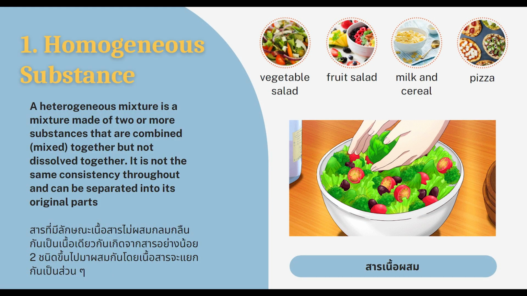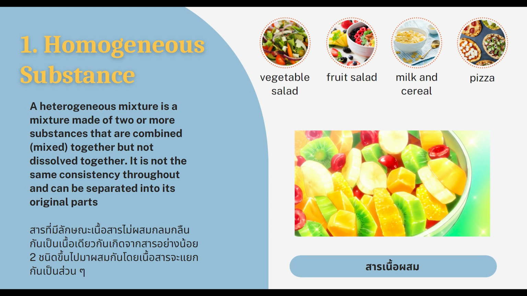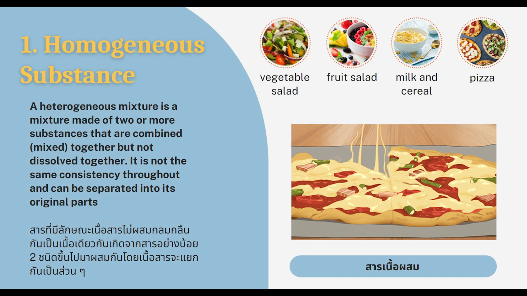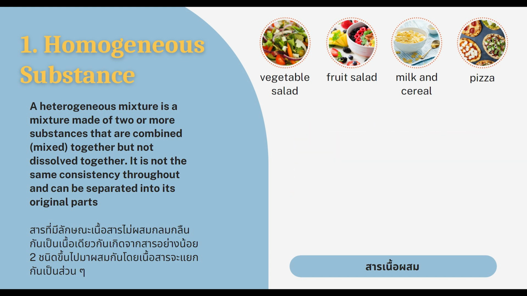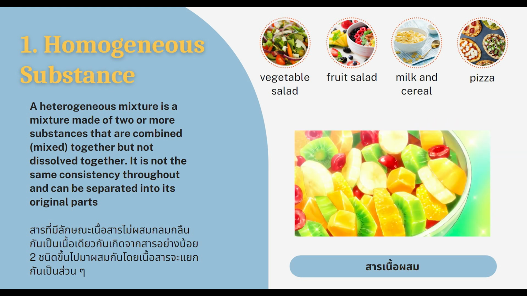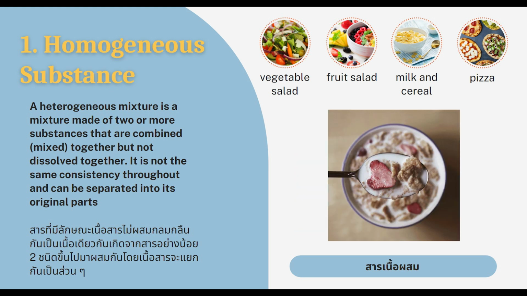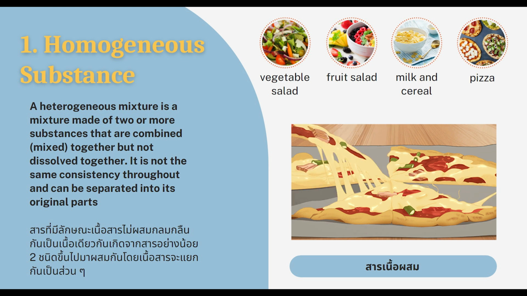Heterogeneous mixture is a mixture made of two or more substances that are combined together but not dissolved together. It is not the same consistency throughout and can be separated into its original parts. For example, vegetable salad, fruit salad, milk and cereals, pizza.